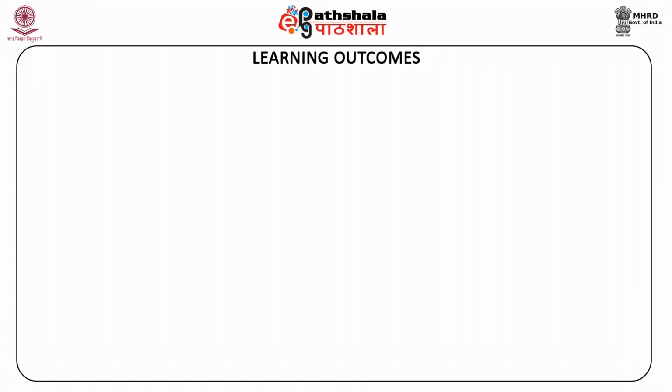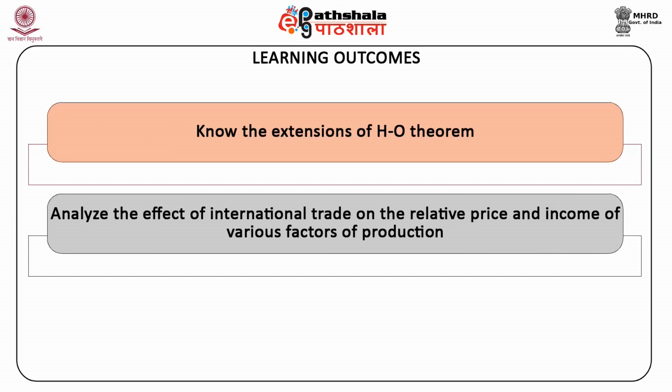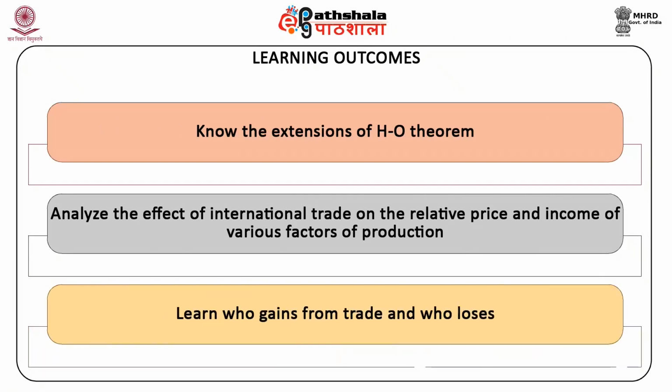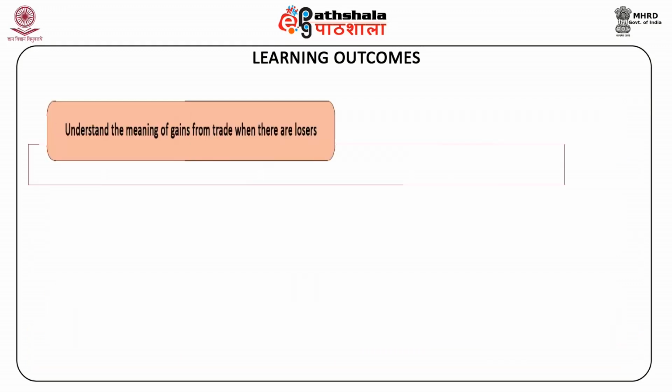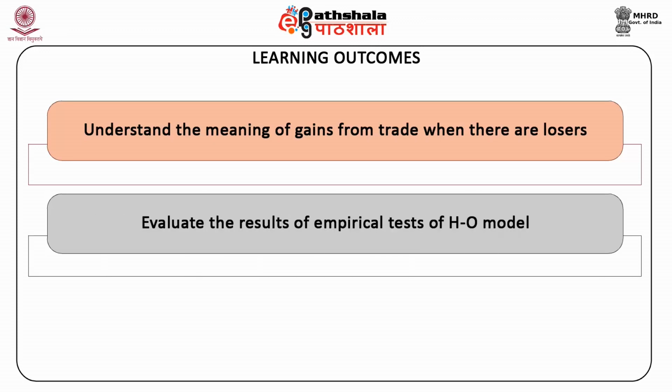After studying this module, you shall be able to know the extensions of the HO theorem, analyze the effect of international trade on the relative price and income of various factors of production, and learn who gains from trade and who loses. You shall be able to understand the meaning of gains from trade when there are losers, and evaluate the results of empirical tests of the HO model.